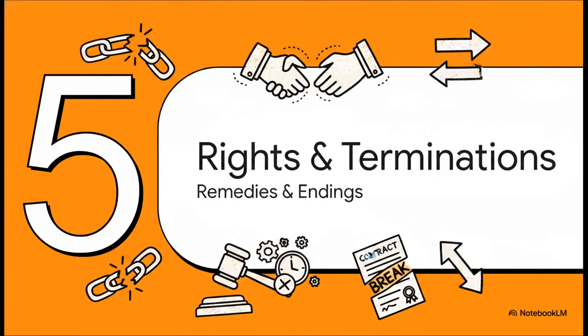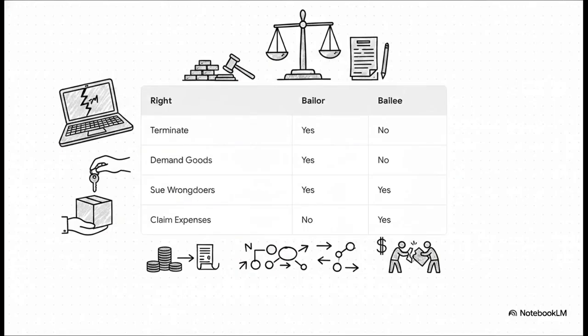Moving to Part 5, Rights and Ending Contracts, taking a look at terminations and remedies. So what happens when things go wrong? Well, your rights totally depend on your role in the transaction.